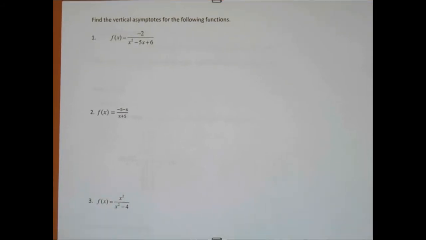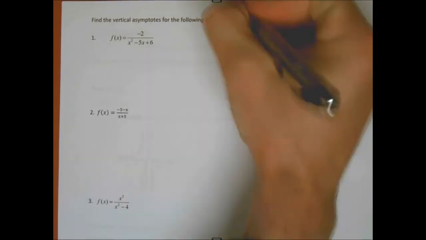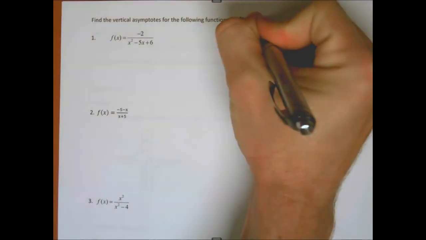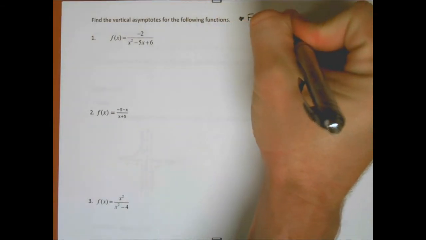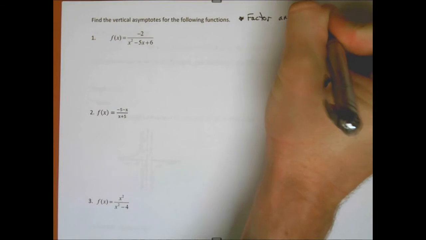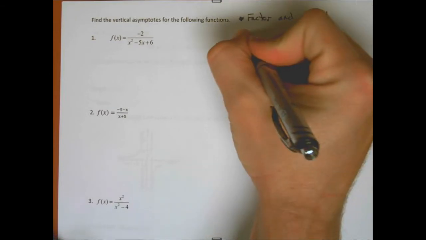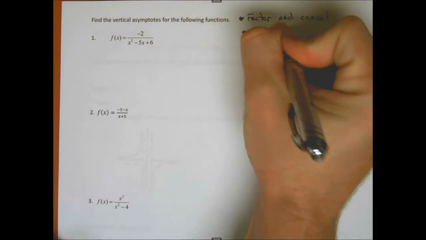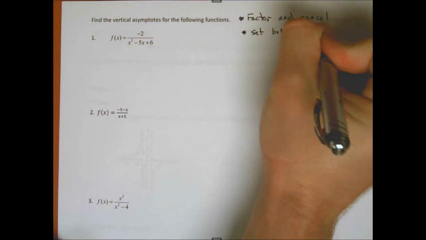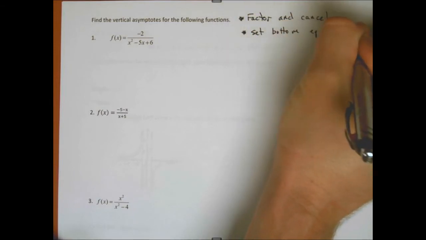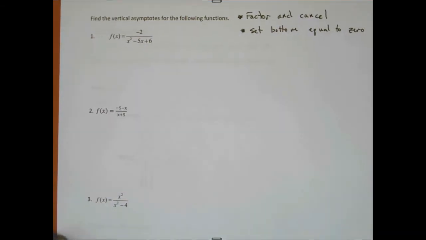Okay, so let's do this a couple times. Let's find the vertical asymptotes for these expressions. And so we'll write this, even though it was on that last page: factor and cancel, and then set bottom equal to 0. Okay, so pause the video real quick and try these. Try to factor these and cancel, and then we'll go through them kind of quickly.